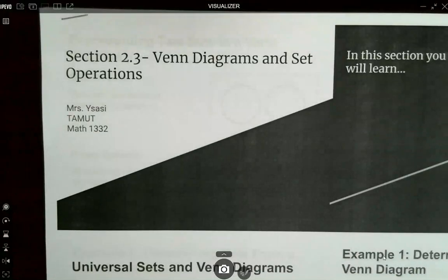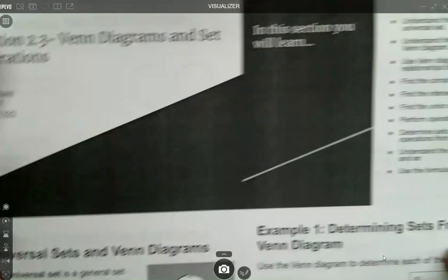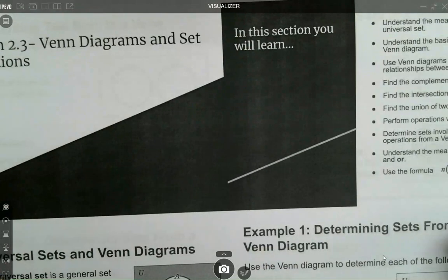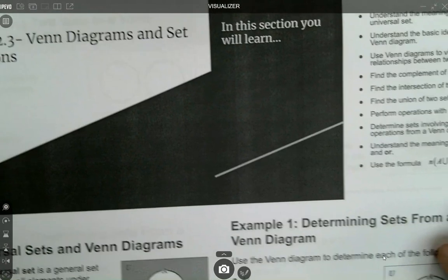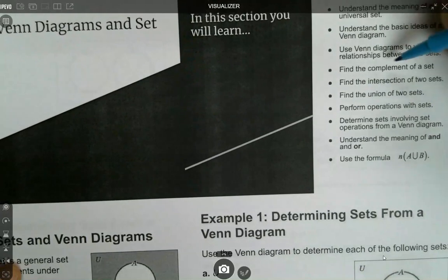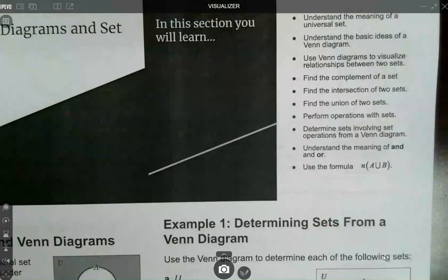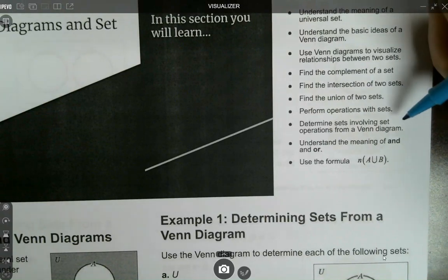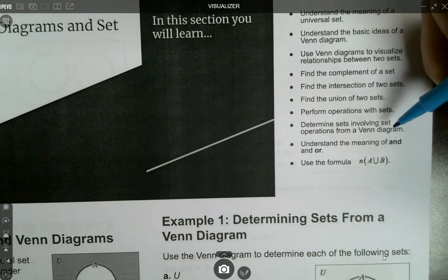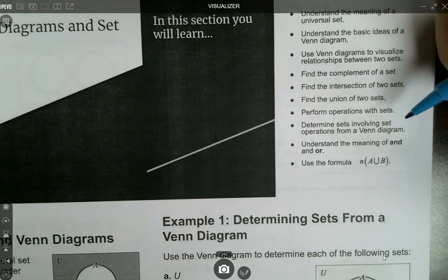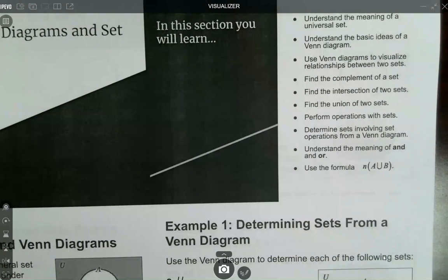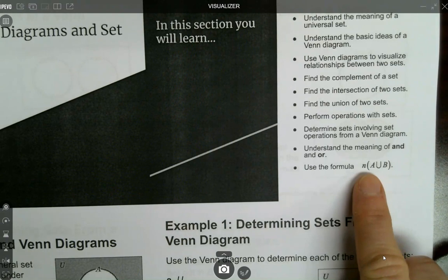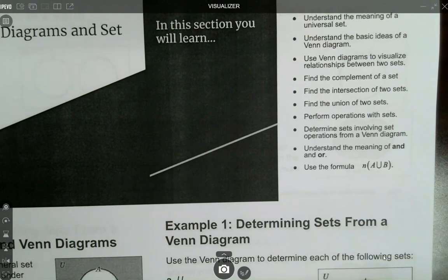Venn diagrams and set operations. So you are going to learn all about the universal set, basic ideas about Venn diagrams, how Venn diagrams represent the relationship between two sets, the complement of a set, intersection, union, do operations with sets, and then determine sets involving operations from a Venn diagram, and understand the meaning of "and" and "or", and then use this formula for the cardinal of the union of two sets.